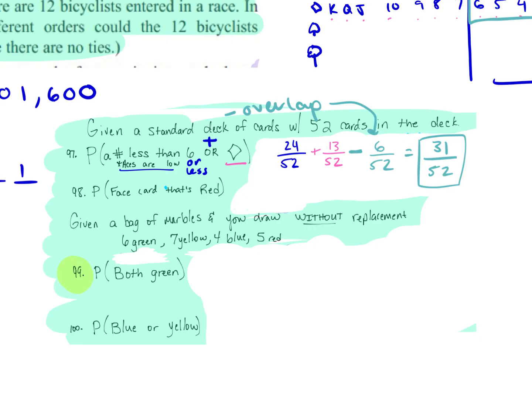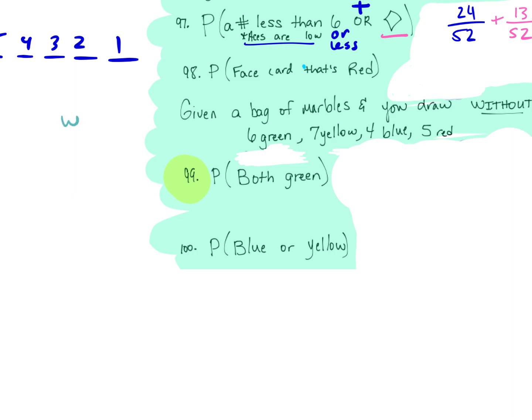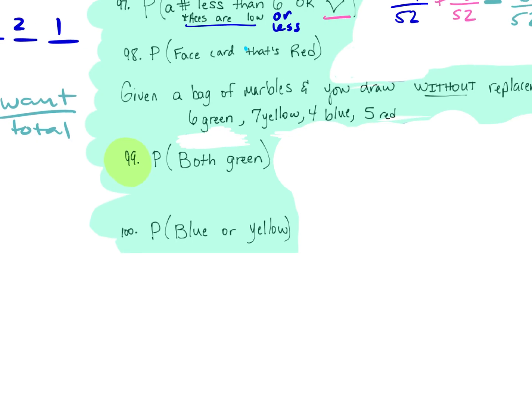It says, given a bag of marbles, you draw without replacement. So that means we're going to pick a marble out and we put it on the table. We do not put it back in the bag. What is the probability that both marbles are green when we have 6 green, 7 yellow, 4 blue, and 5 red? So remember, for probability questions, it's what we want over the total. So we have 6 green marbles in our bag over the total amount of marbles, which would be 22 here.